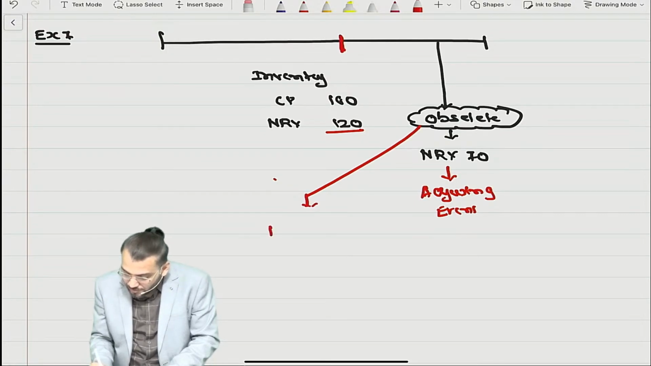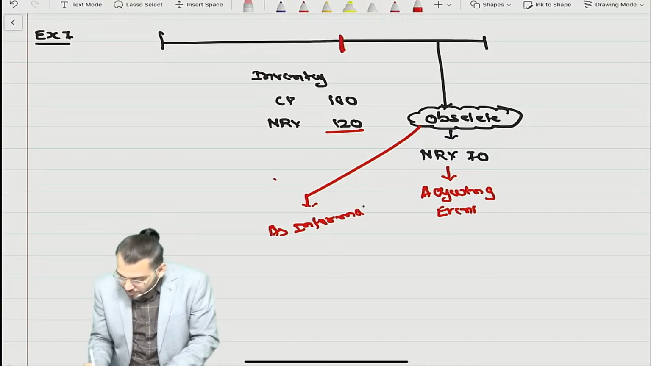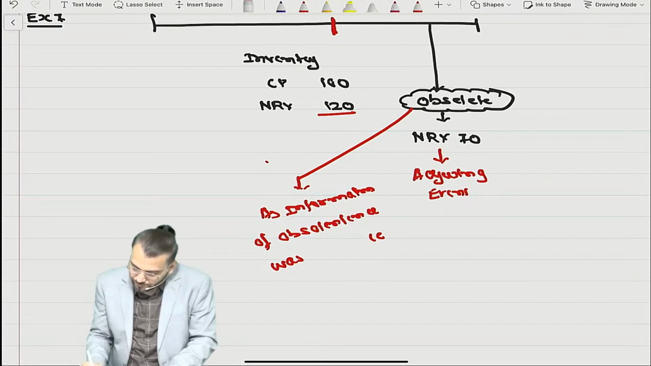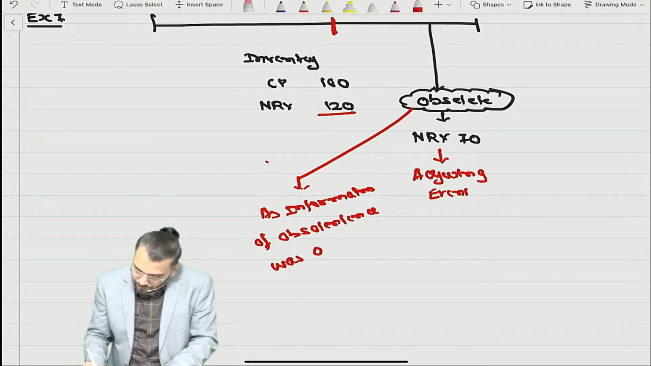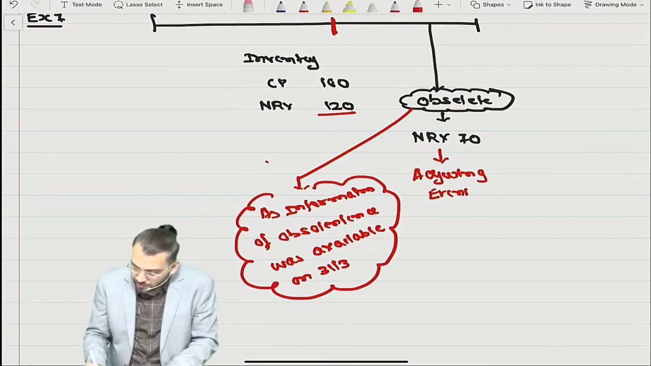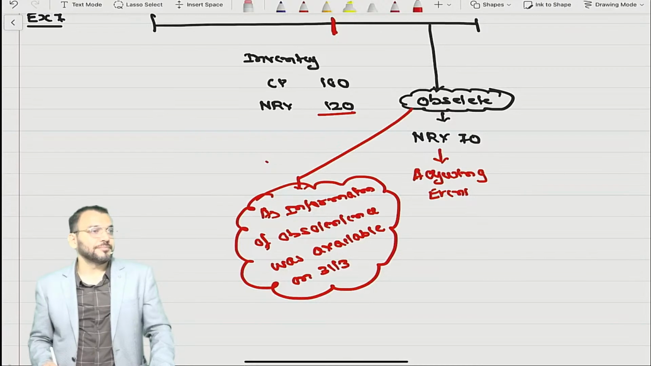As what information of obsolescence was available on which date? On or before 31st March. Yes or no? And therefore it is an adjusting event.